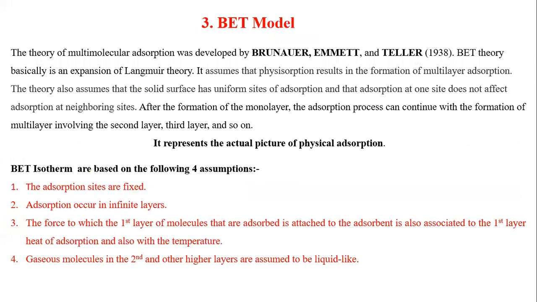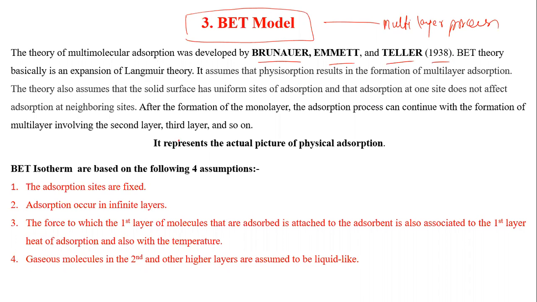So this is Freundlich. Now the main point of our today's discussion is the BET model, the Brunauer-Emmett-Teller model. Now this BET model is a multi-layer process. Multi-layer process means that many layers of adsorption of gas molecules can occur on the surface of any adsorbent. This was developed by Brunauer, Emmett and Teller in 1938. That's why it is named BET. B means Brunauer, E is Emmett, and T means Teller.